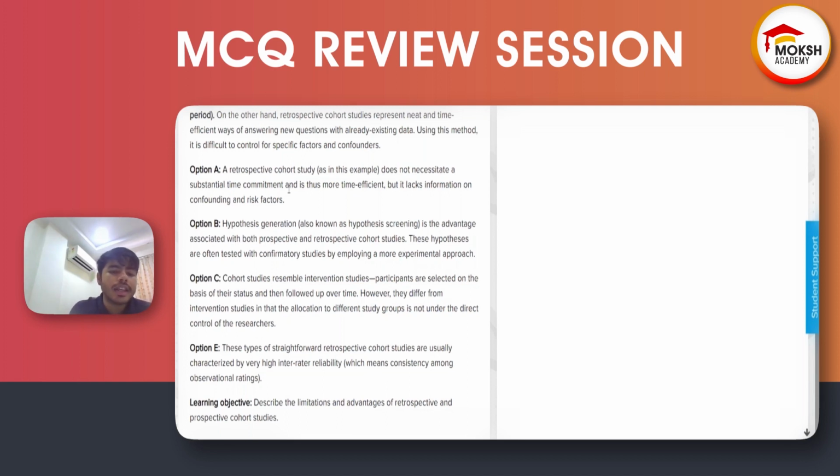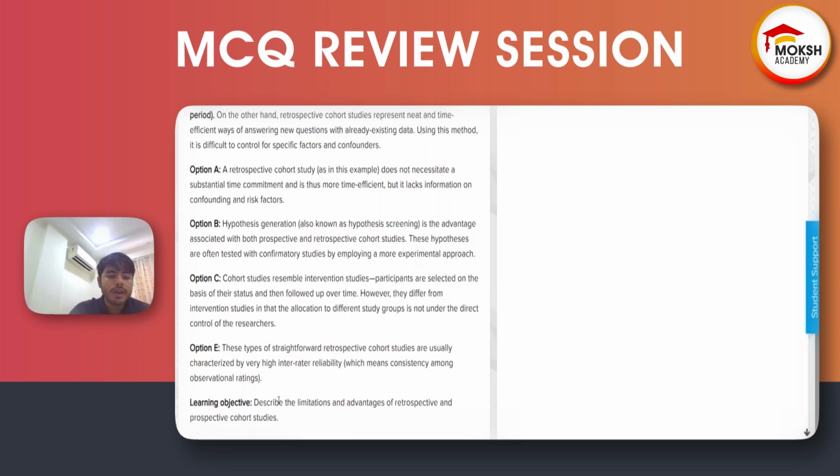Also option C: cohort studies resemble intervention studies. Participants are selected on the basis of their status and then followed over time. How they differ from intervention studies is that the allocation to different groups is not under the control of the researcher; the particular group is simply formed. So it is called a cohort. Cohort means people with a particular group of similar features, except the one that is being tested. There is only that difference between the groups here as well.